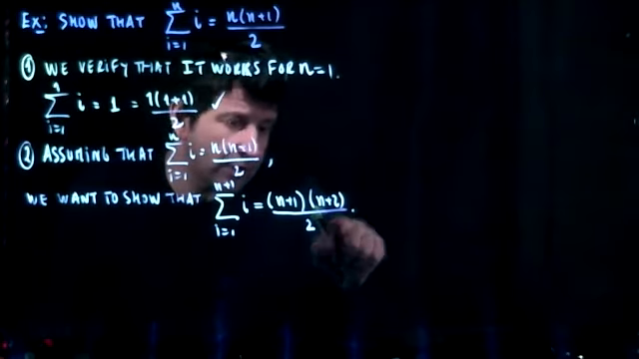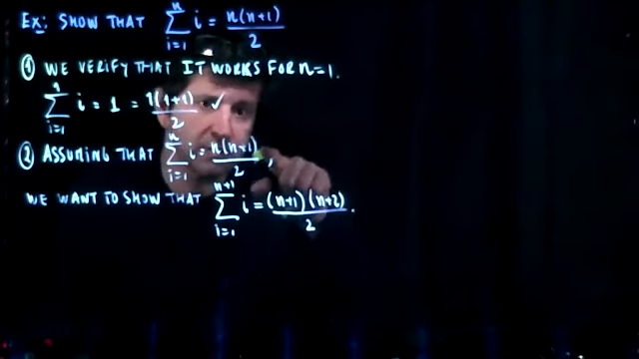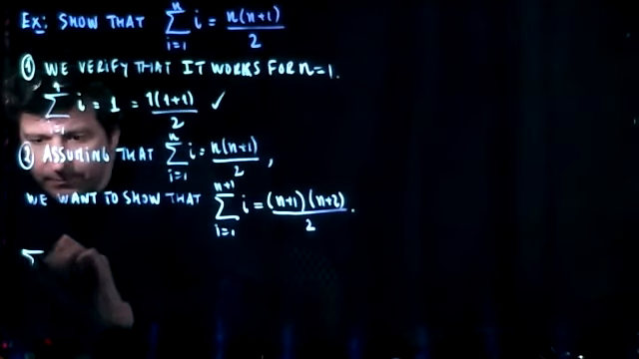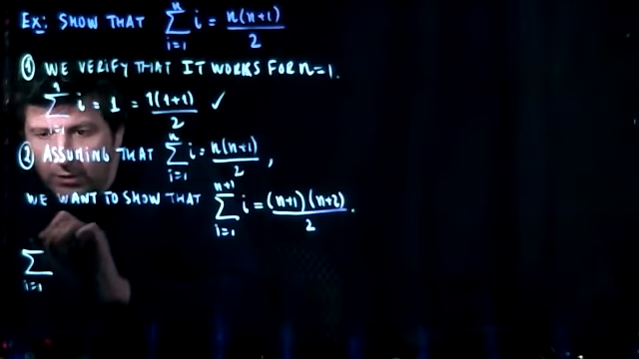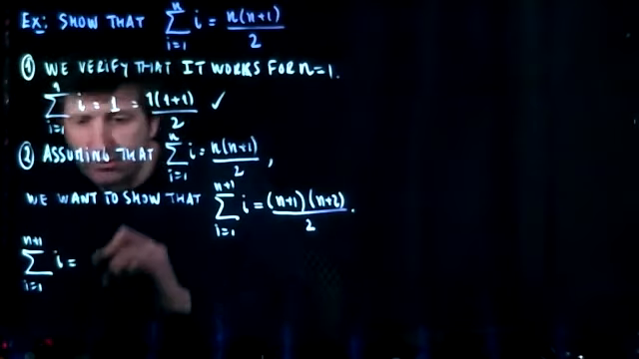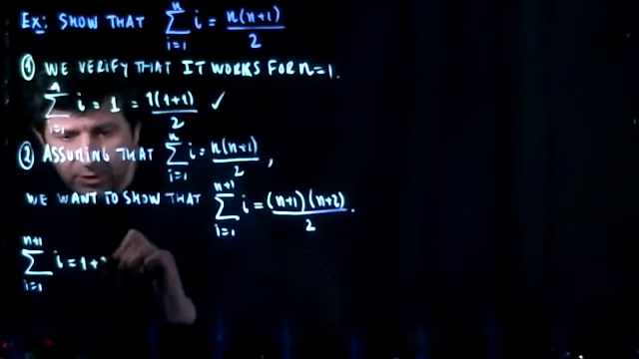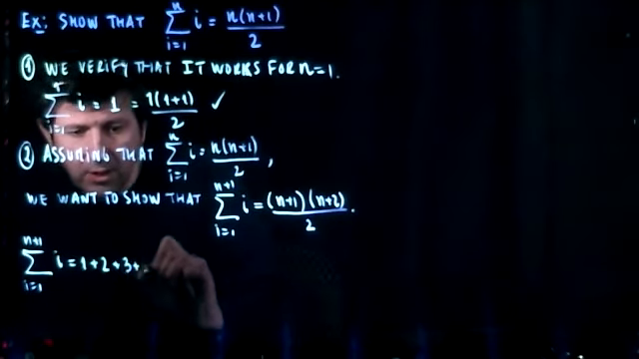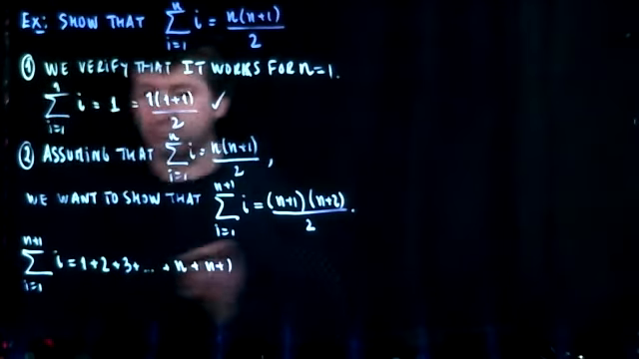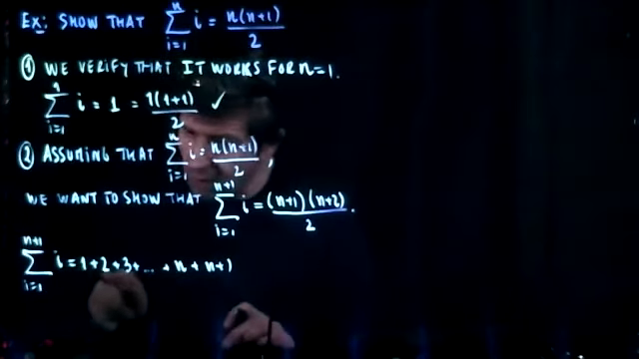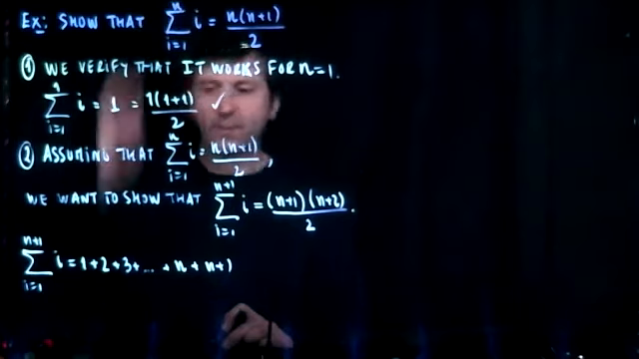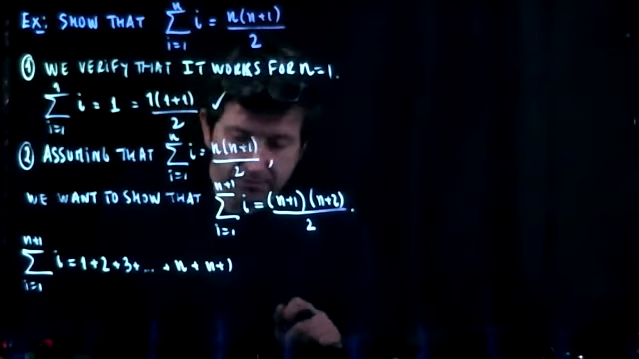And I'm allowed to have a little trick up my sleeve. I could use this. Okay, so the sum from i equals 1 until n plus 1 of i. Well, this is 1 plus 2 plus 3 plus all the way until n, and then plus n plus 1. That's what it means. I'm adding 1, 2, 3, 4, 5, 6, and n plus 1. Any questions?